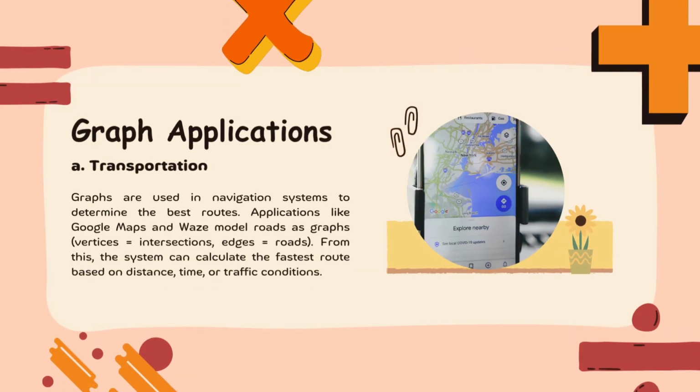Graph applications. A. Transportation graphs are used in navigation systems to determine the best routes. Applications like Google Maps and Waze model roads as graphs. Vertices equal intersections, edges equal roads. From this, the system can calculate the fastest route based on distance, time, or traffic conditions.